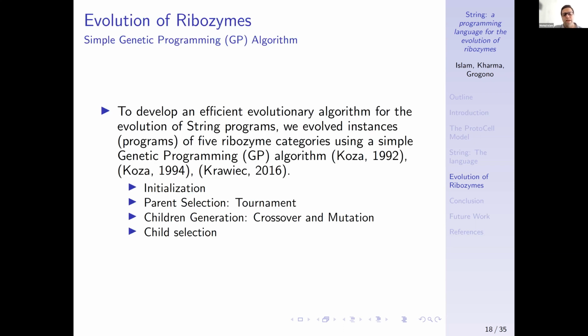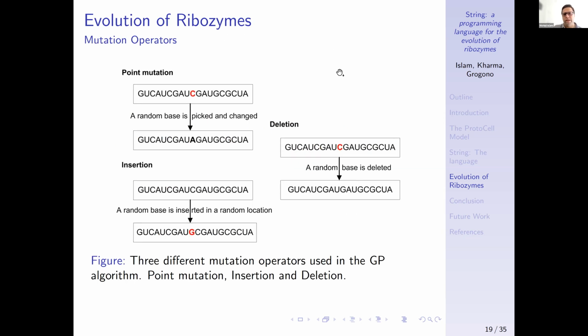Because String programs are like regular programs, we evolved them using a simple genetic programming algorithm. Our algorithm is quite simple in terms of GP. It has an initialization, a parent selection by tournament, and two different variation operators, crossover and mutation, and finally child selection, and the loop iterates. The mutation operators are nature inspired. You can do a point mutation, insertion, and deletion, and they all operate on the codon itself. Mutations may or may not lead to a change in the program, as you can understand through the translation process.